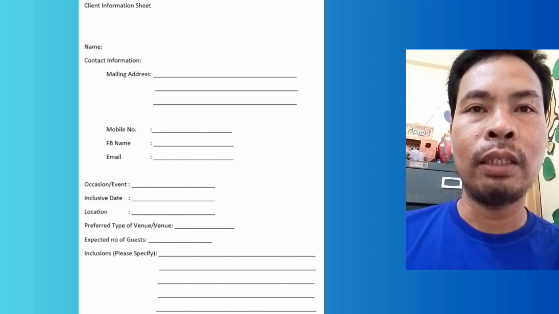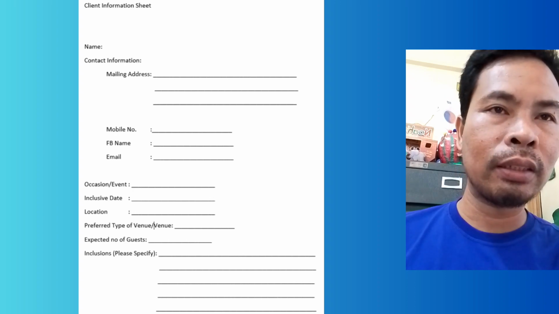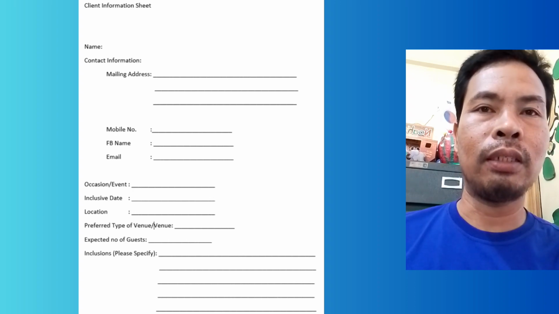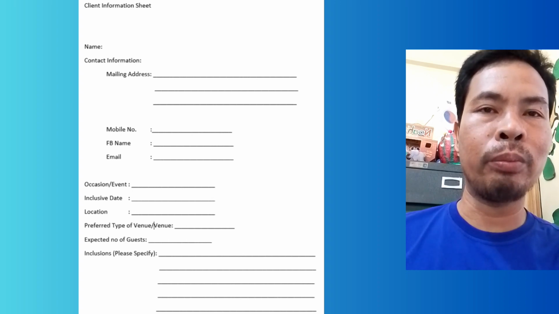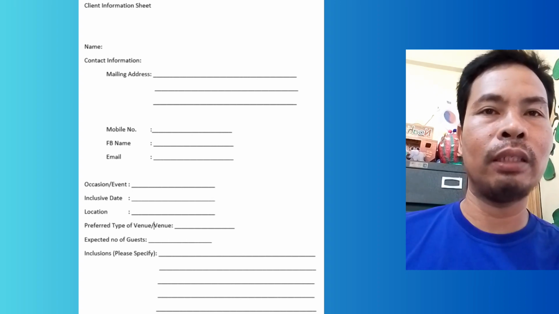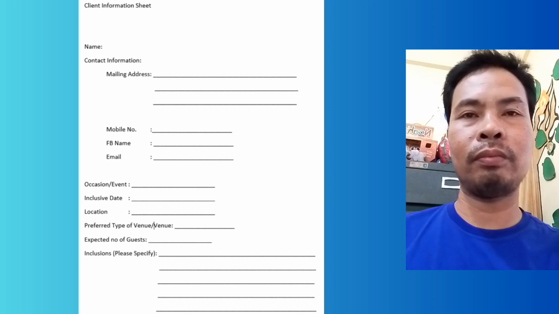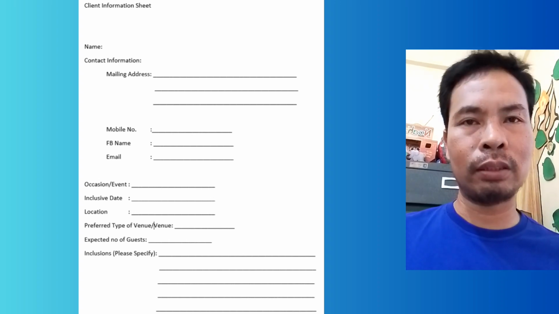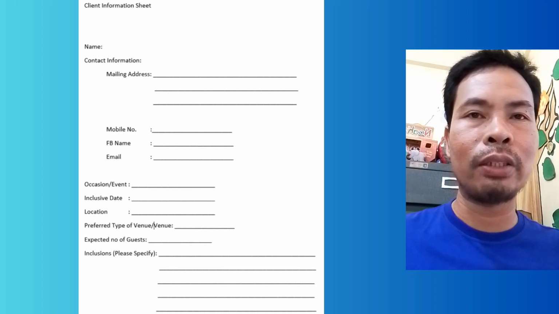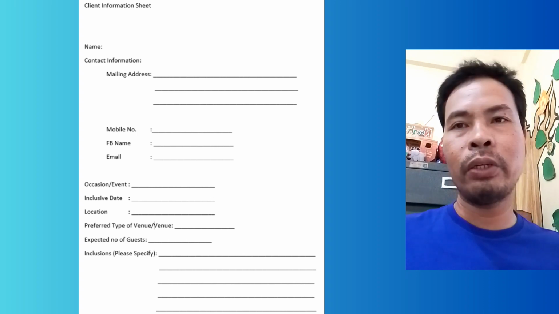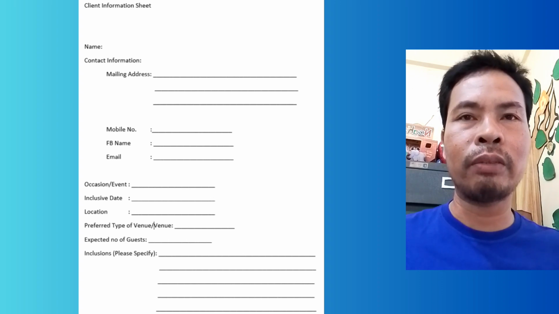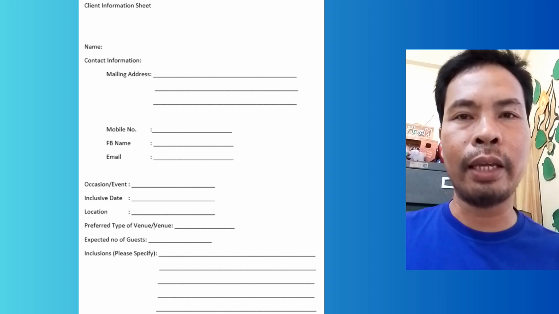Then expected number of guests, and inclusions that he may specify in the form. If you could not gather such information in this information sheet, then you can have an interview with the client.